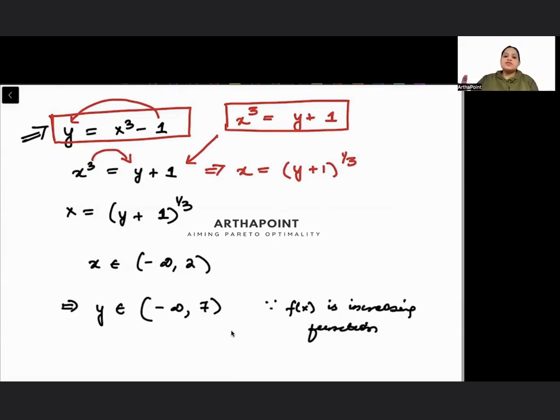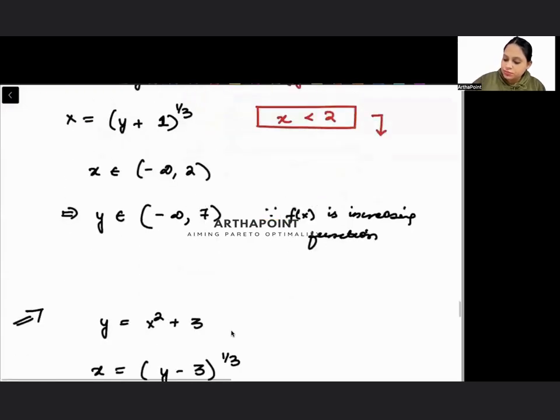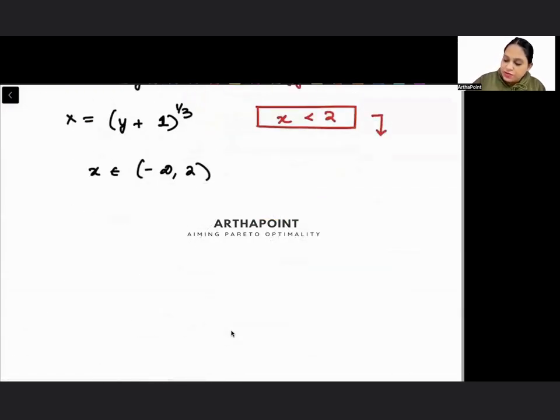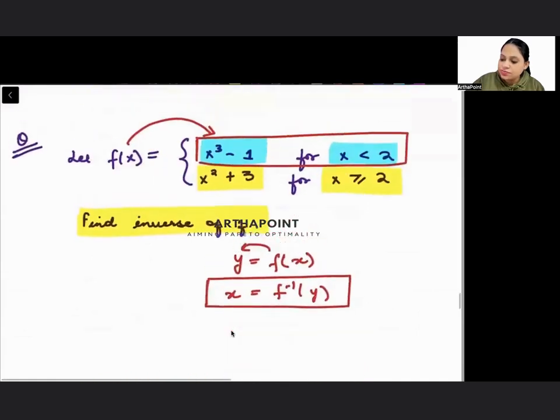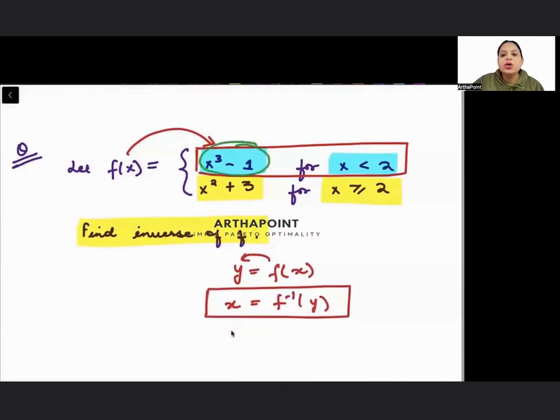Now please see, this is very, very important. Look, when we said that x is less than 2, we need to find the corresponding y, that if x is less than 2, what will be the value of y. We also have to find this. So try to understand this thing. We are saying that when x is less than 2, then my function is x cube minus 1. So correspondingly I need to find what y will be.